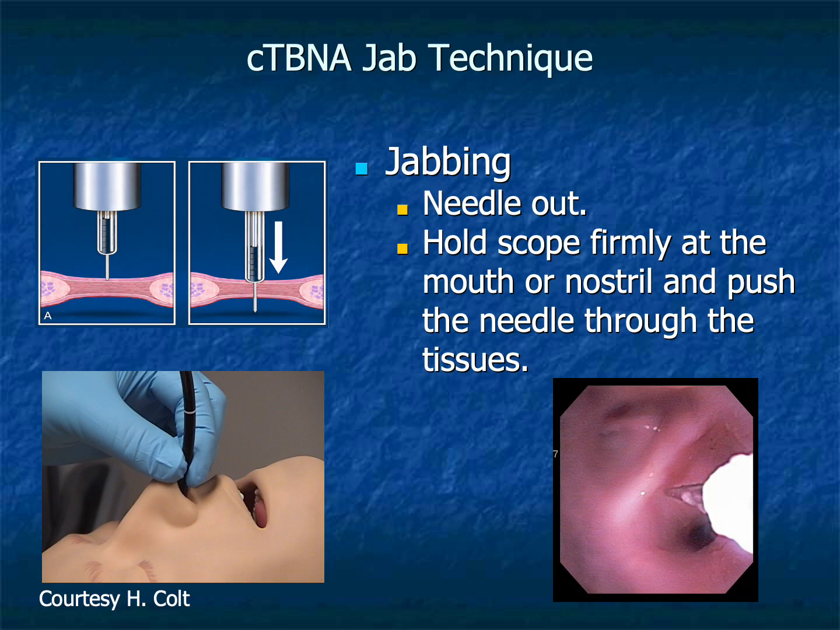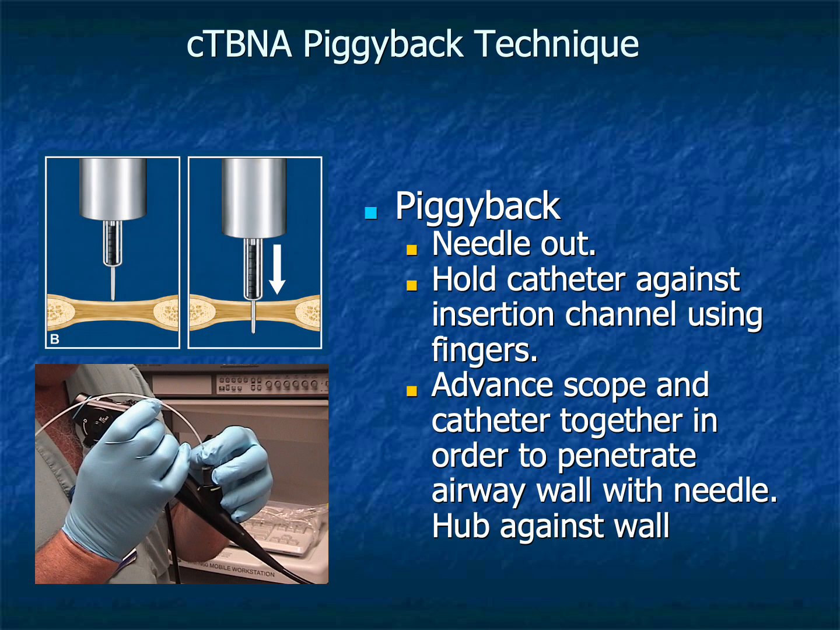Several methods have been developed to introduce the aspiration needle through the bronchial wall. Videos of these techniques are available elsewhere on the Bronchoscopy Academy YouTube channel. The first is the jab technique, in which the needle is extended beyond the catheter before puncture. The bronchoscope is held firmly while a quick, controlled forward motion carries the needle through the airway wall into the target. A second method is the piggyback technique.